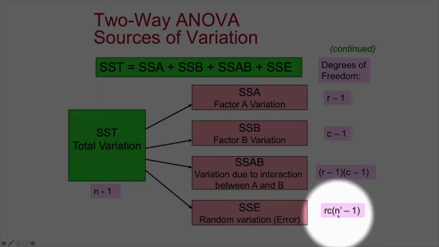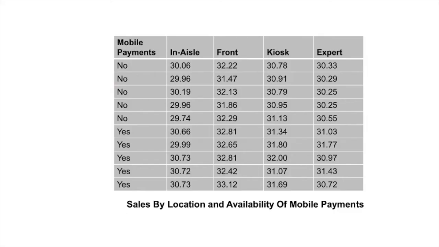Remember, N prime is the number of observations we have in each of the AB cells, in each of the groups defined by a level of A and a level of B. So let us jump straight into an example.